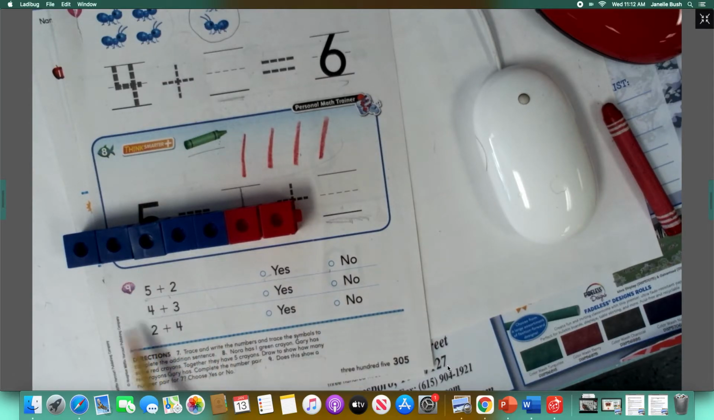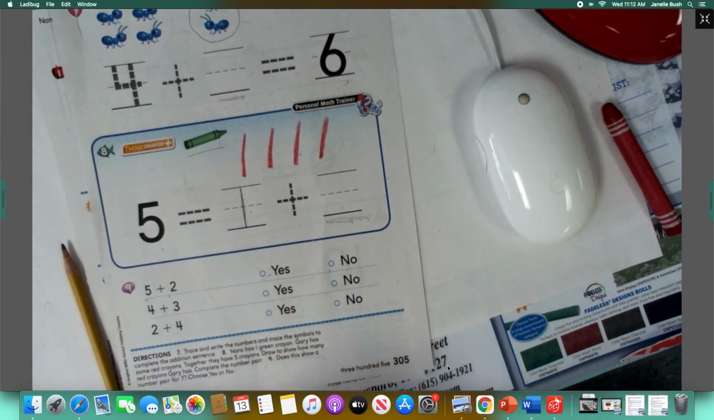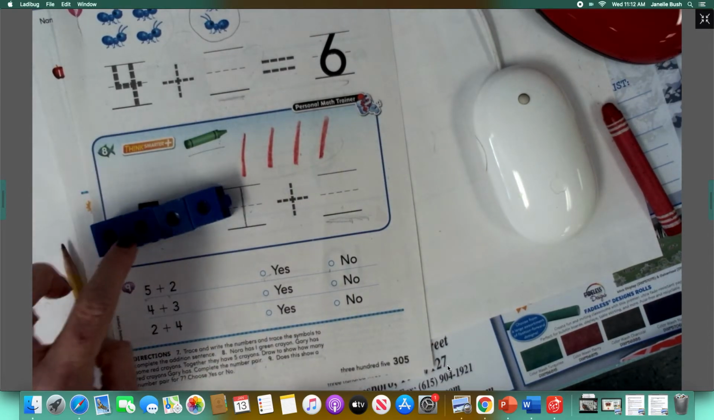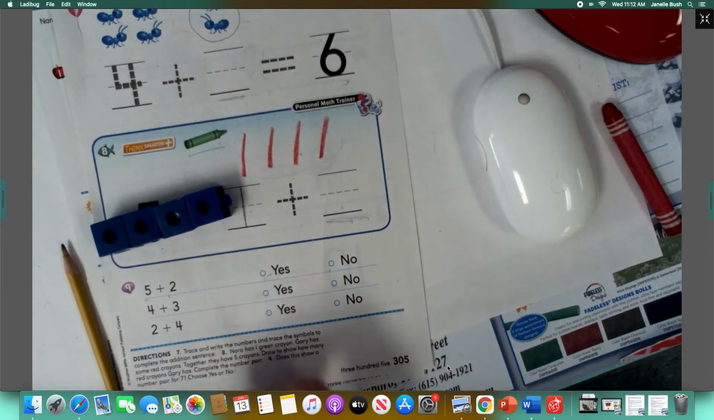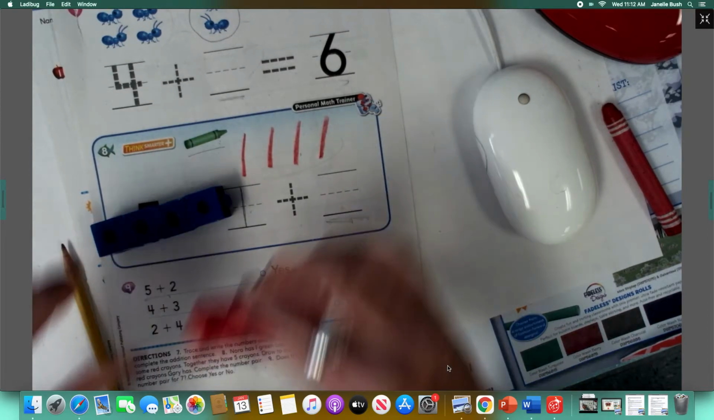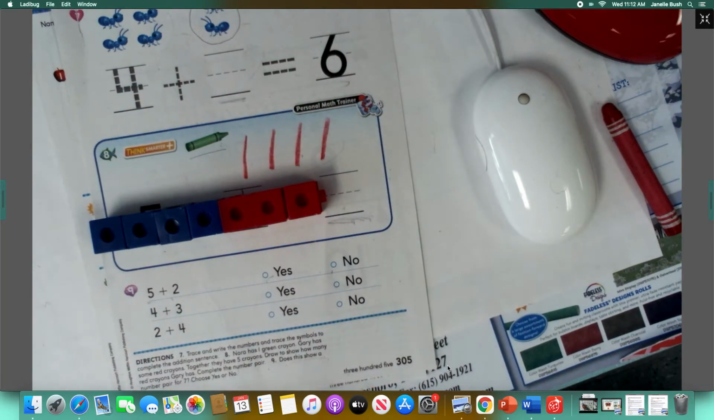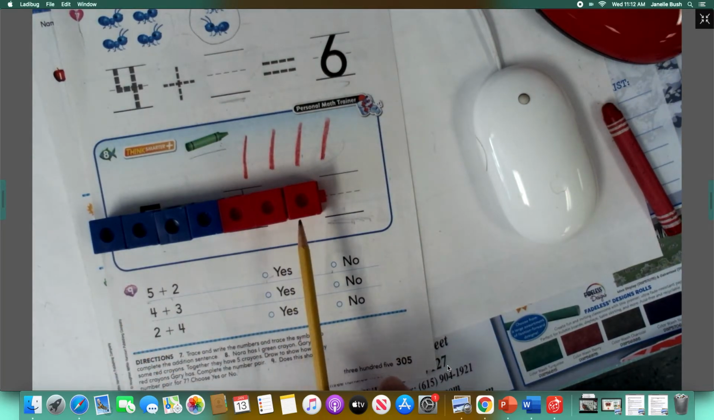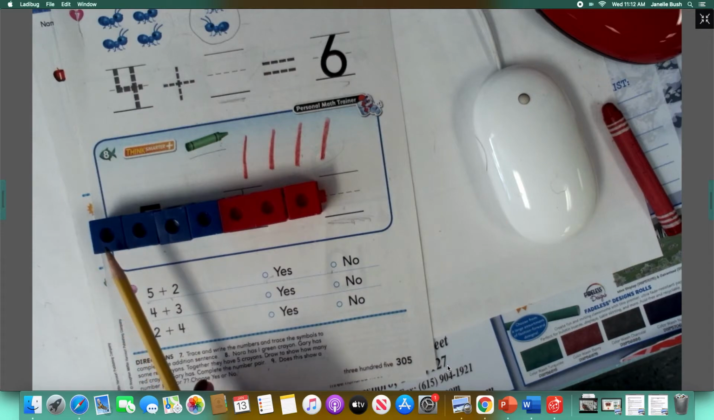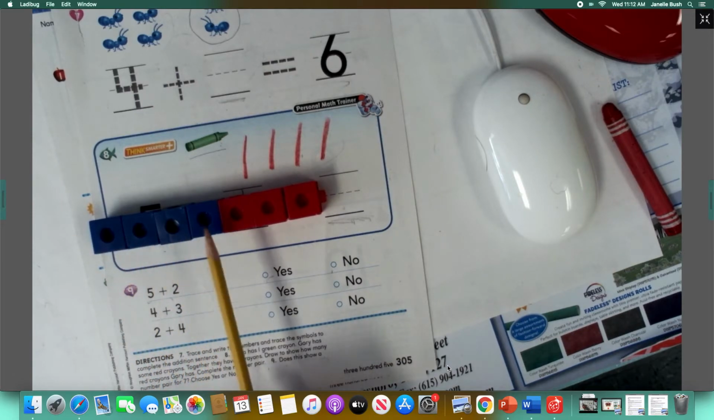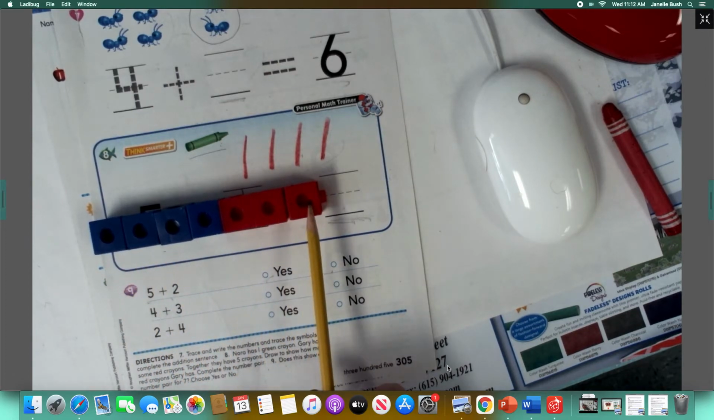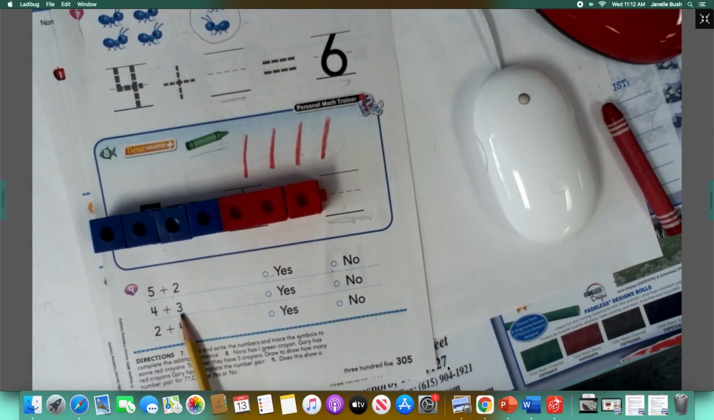All right, let's go down to the next one. It says 4 plus 3. So I'm going to do 4 blue, and then I'm going to do 3 red cubes. Okay. So, does this equal 7? Let's count all the cubes together. 1, 2, 3, 4, 5, 6, 7. So, is 4 plus 3 equal 7? Fill in that bubble for yes, or fill in that bubble for no. Does 4 plus 3 equal 7? Yes or no?